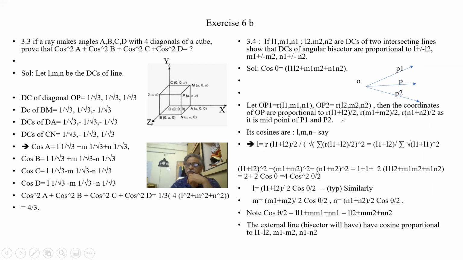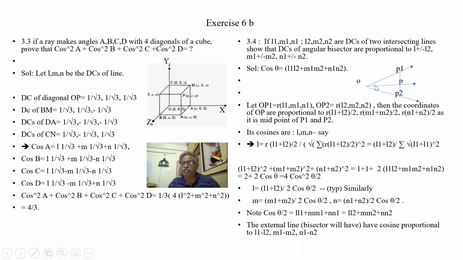What are the coordinates of P2? Also the same distance r: r into l2, m2, n2. So for OP1 and OP2, the coordinates are P1: r l1, r m1, r n1, and P2: r l2, r m2, r n2. What is the midpoint? P is the midpoint of points P1 and P2. The midpoint formula is x1 plus x2 by 2. So r into l1 plus l2 by 2, r into m1 plus m2 by 2, r into n1 plus n2 by 2. This is the midpoint.